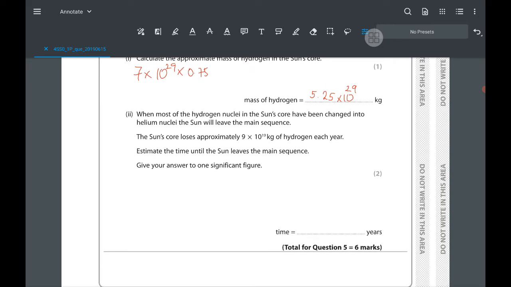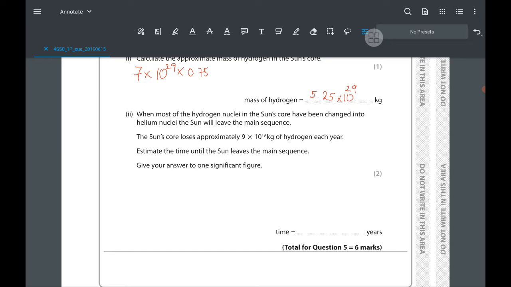Next one, when most of the hydrogen nuclei in the Sun's core have been changed into helium nuclei, the Sun will leave the main sequence. The Sun's core loses approximately 9 × 10^19 kilograms of hydrogen each year. Estimate the time until the Sun leaves the main sequence. Give your answer to one significant figure.